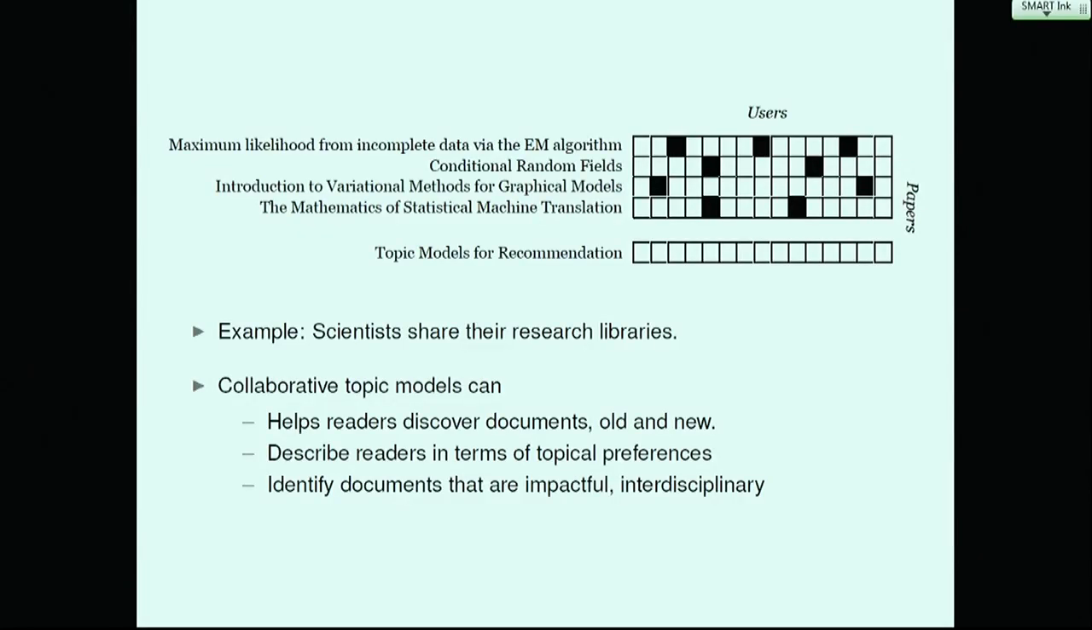With collaborative topic models, we can do a few things. We can help readers discover documents, old and new, that they like. We might want to know, should I tell Charles to read conditional random fields, given his advisor? We hope he's read that paper, but anyway, we might want to recommend it to him, based on what other people who read conditional random fields have read, as well as what it's about. But let's say we write a paper, topic models for recommendation, that nobody's read yet. We want to know who to recommend that paper to as well. That's called the cold start problem in recommendation systems.